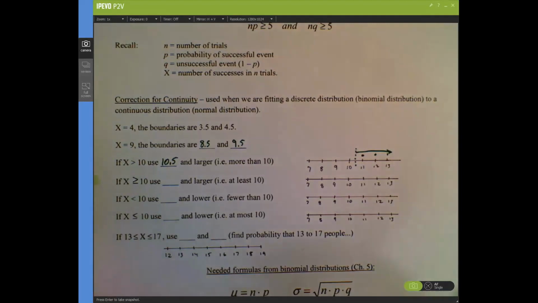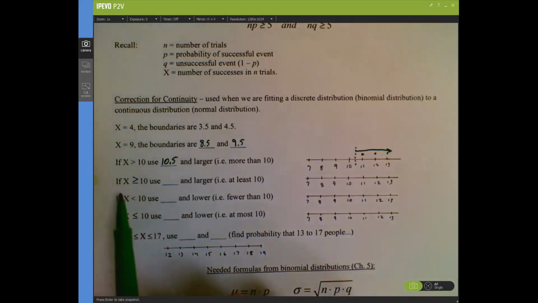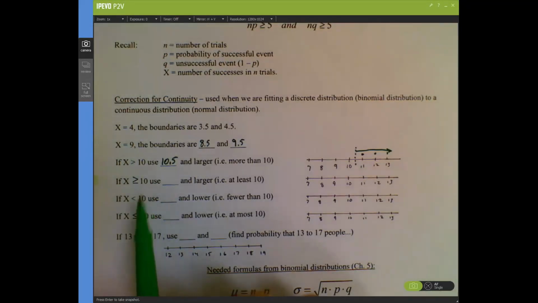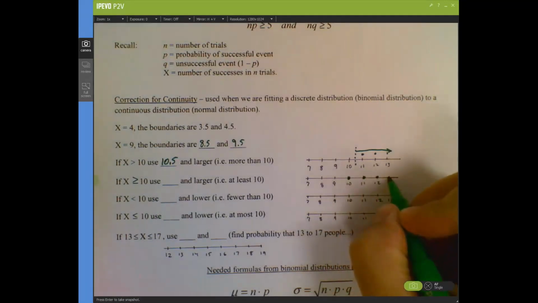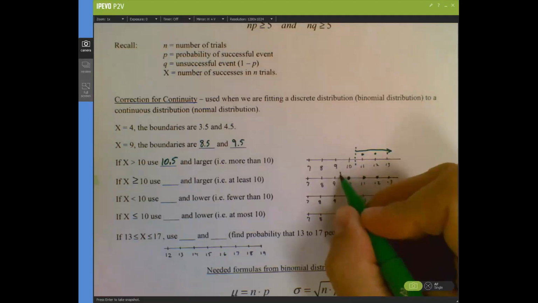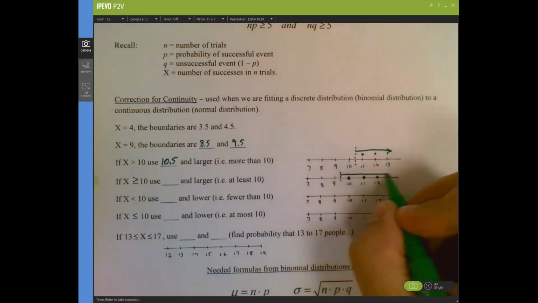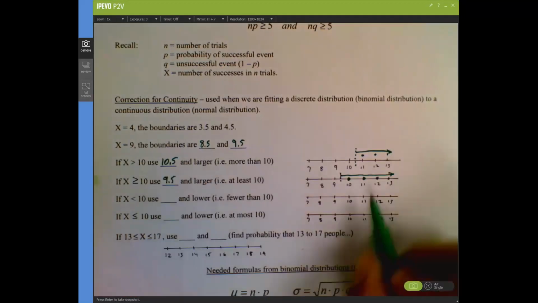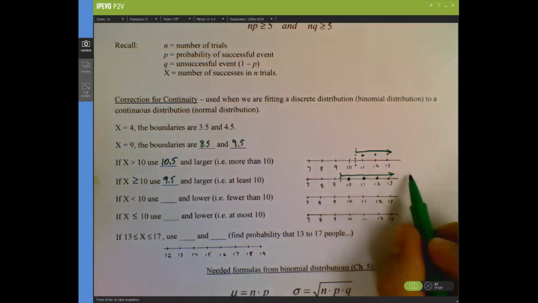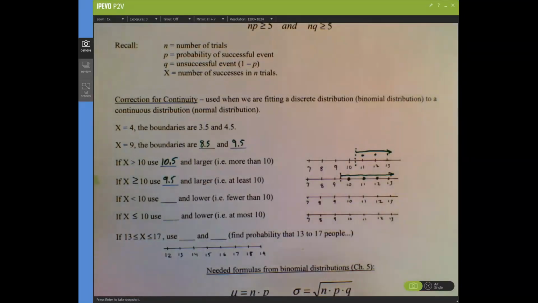See if you can do the next 3. Okay, for the next one, x is greater than or equal to 10. That means we want to include the 10 along with the 11, the 12, the 13, and so on. So we're going to use the boundary 9.5. 9.5 catches the 10 as we go greater than the 9.5.